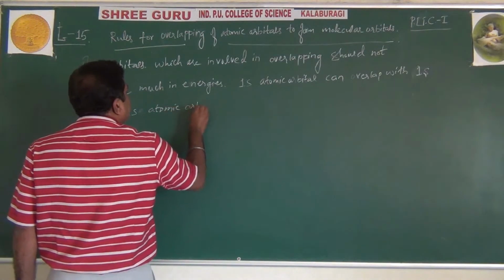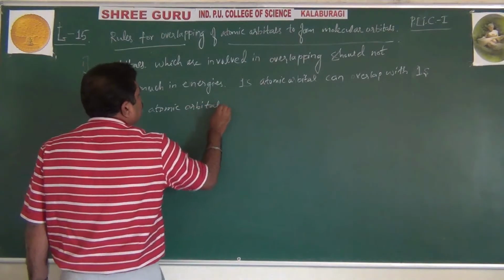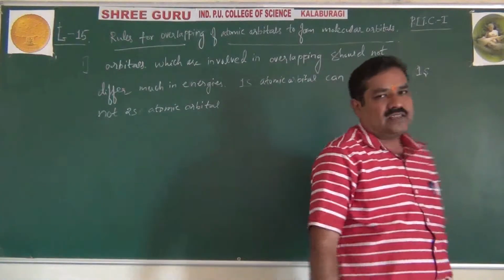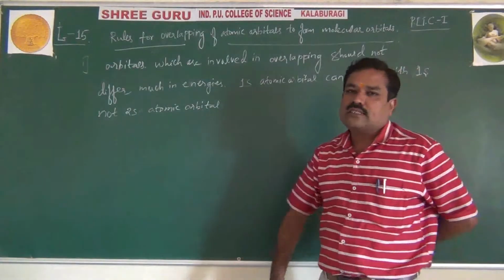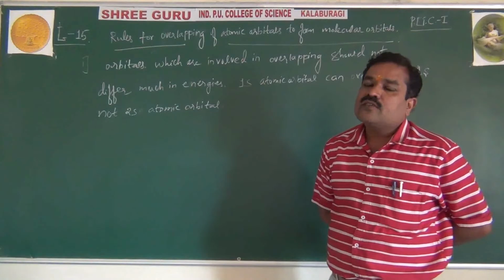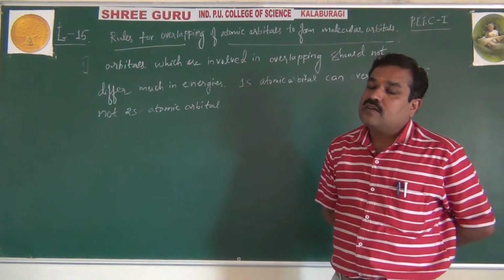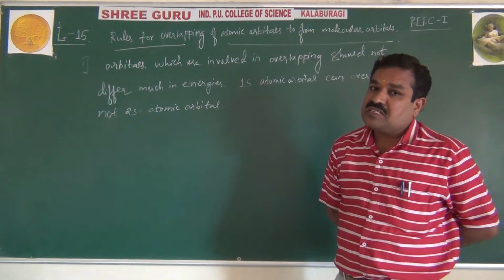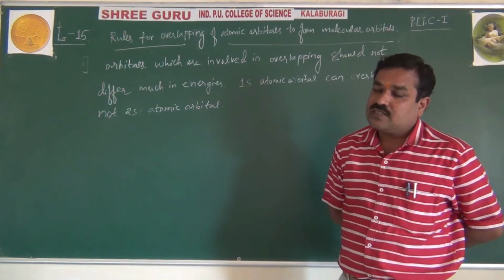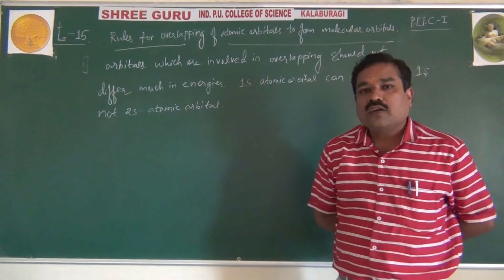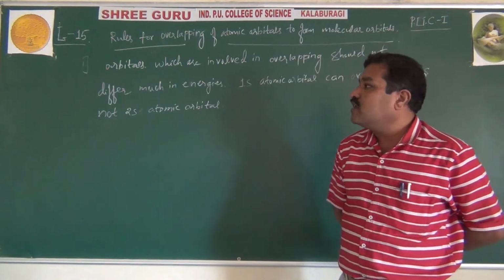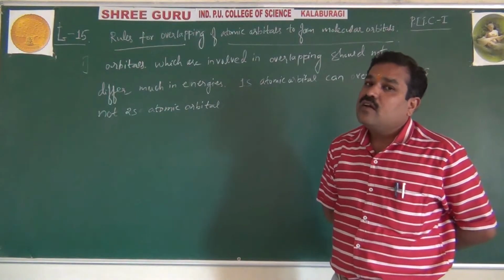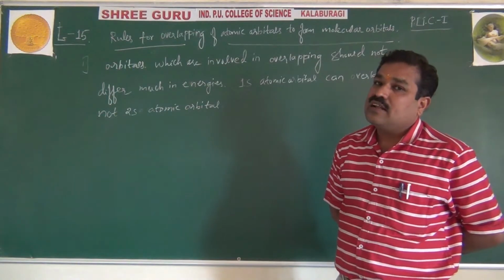Like this, 1s should overlap only with 1s, but not 2s. Likewise, 2p: 2px with 2px, 2py with 2py, 2pz with 2pz. Remember, 1s cannot overlap with 2s or 3s, and 3s cannot overlap with 4s. They should not differ much from one another in terms of energies. Almost they should have equivalent energy. That's why I use the word equivalent.